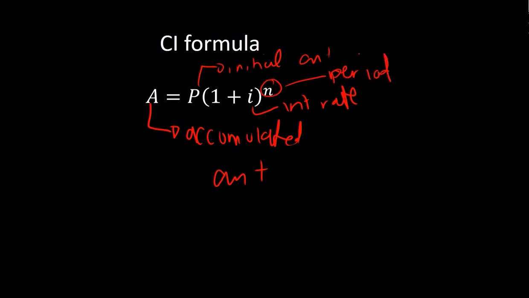If you are given any three of the variables, you can always work out the fourth. So if you know A, i, and n, you can work out P. Similarly, if you know n, A, and P, you can work out i, and so on. This formula can be manipulated and rearranged to change the subject to find any of the variables.